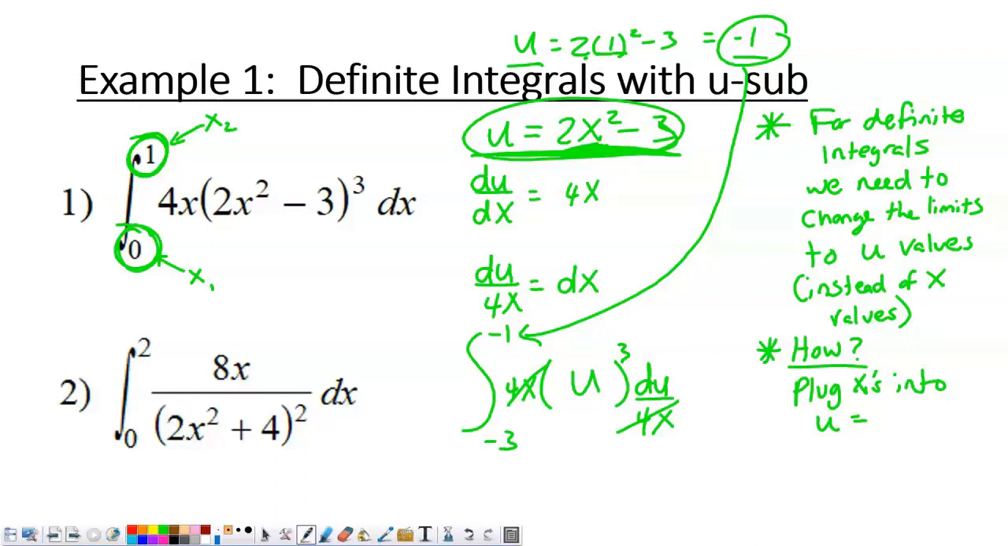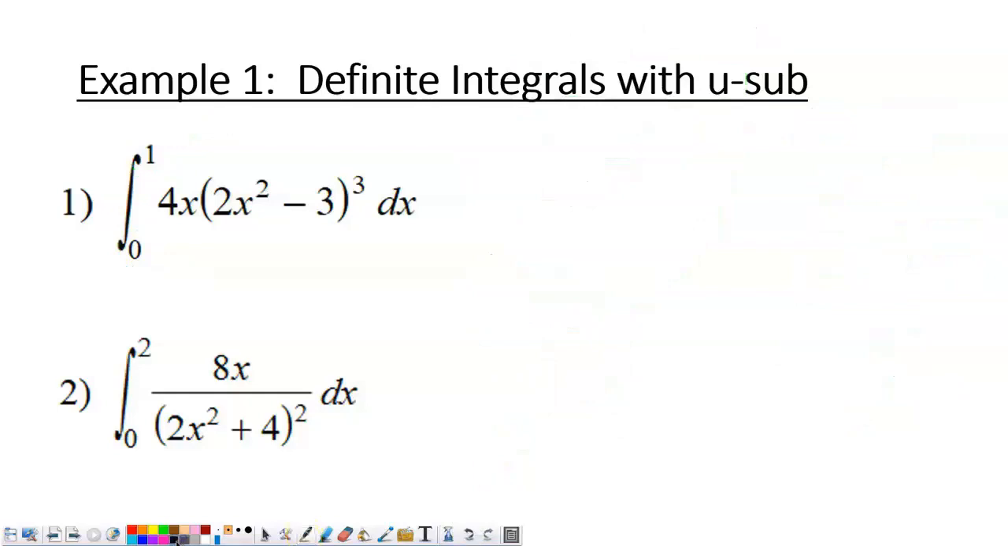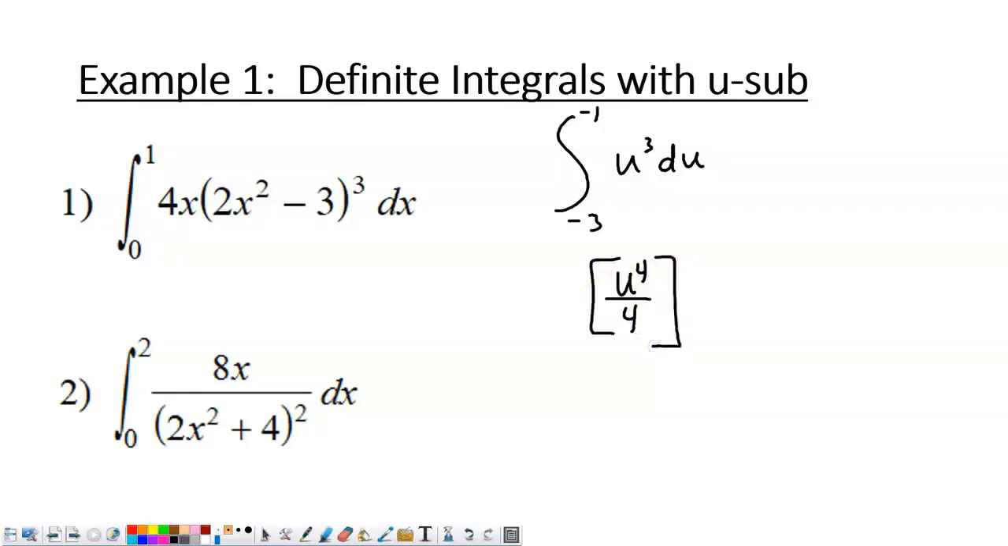All right, so now I'm going to erase all this. We have u cubed du with our limits -1 and -3. So let's go ahead and integrate. Remember, with definite integrals, we don't need a plus c. We put brackets and our limits on the side.